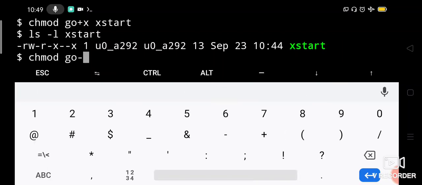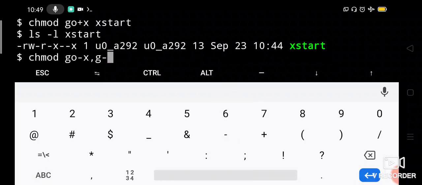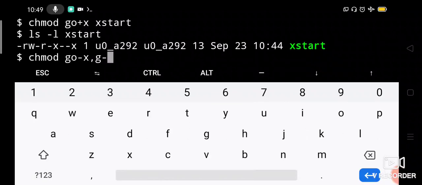Let us remove the execution permission. Okay, let us remove the execution permission. And also if you want to remove the read permission for group, you can say a comma and you can say g-r. That means for the group category of users, remove the read permission.